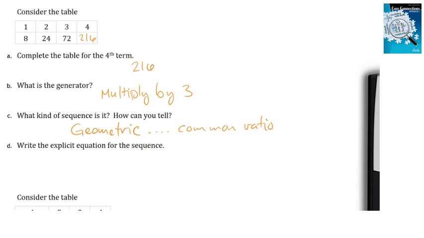And then finally write the explicit equation. It doesn't say standard form for a sequence, it says explicit equation. So remember, for geometric, we've got y equals a times b to the n power. This is the 0th term, and this right here is your multiplier. Now, the one thing that we don't know is the 0th term. So to get that, I'm going to have to take the 8 and divide it by 3. So my 0th term is going to be 8/3.